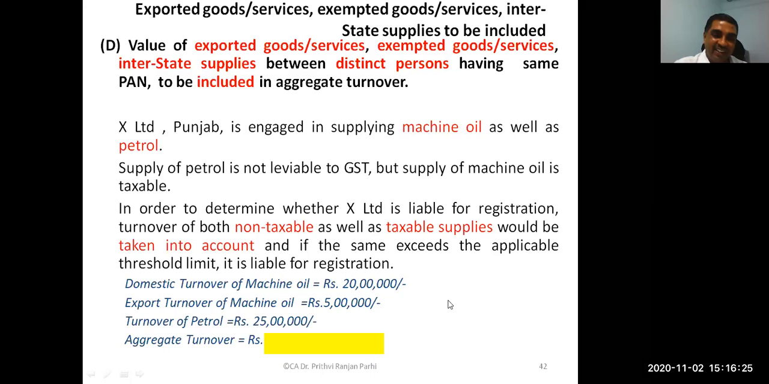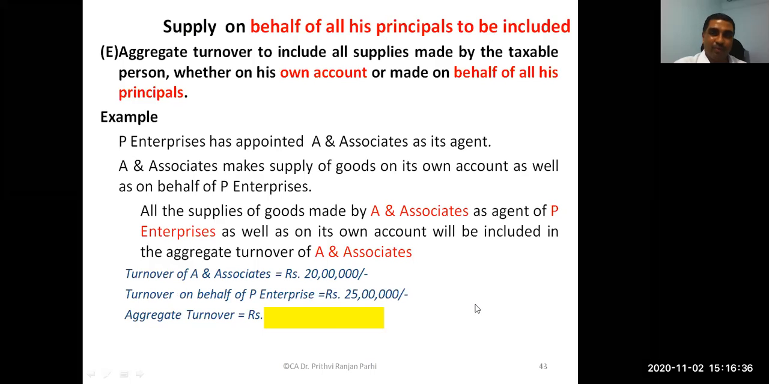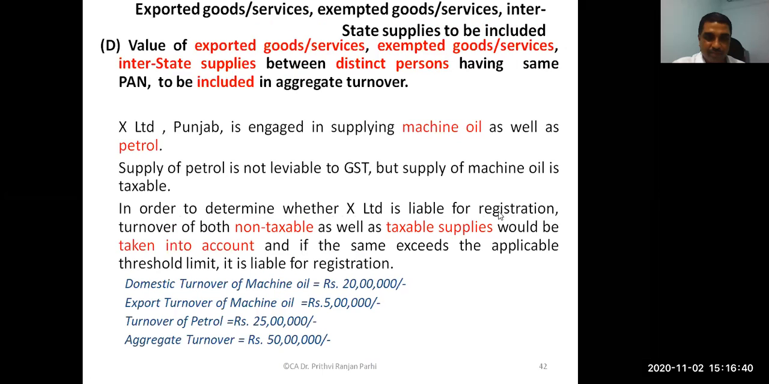You rightly told, aggregate turnover is 50 lakh. Okay, and it exceeds the threshold limit. Therefore, GST registration is required. Now, one more question. Excuse me, sir. Yeah, please. So this X Limited will pay GST on the outward supply of only machine oil and not on petrol, right, sir? Right.